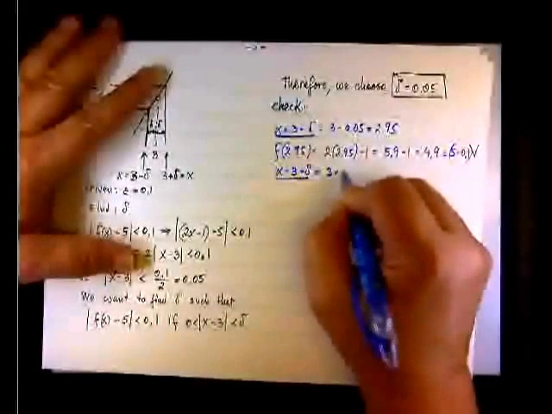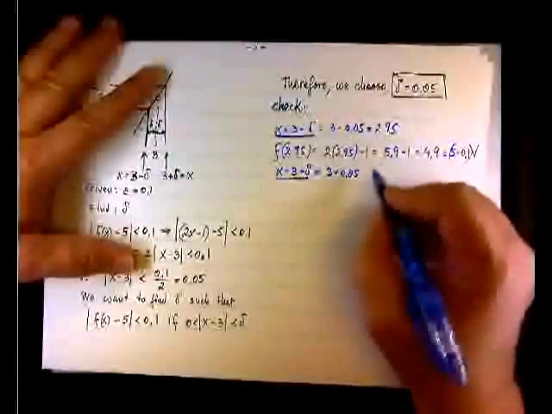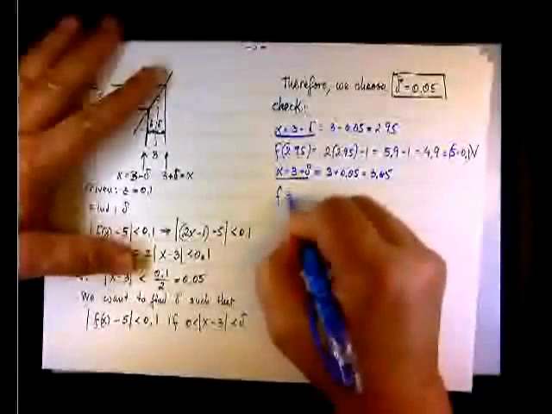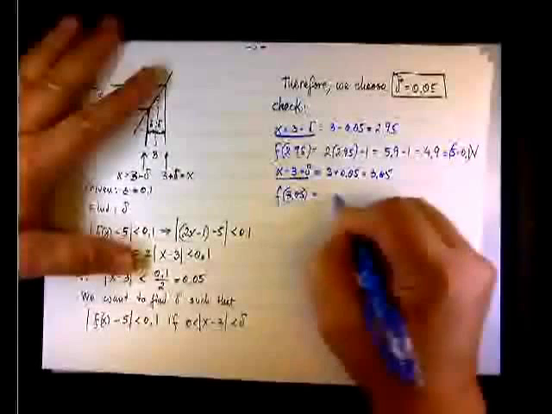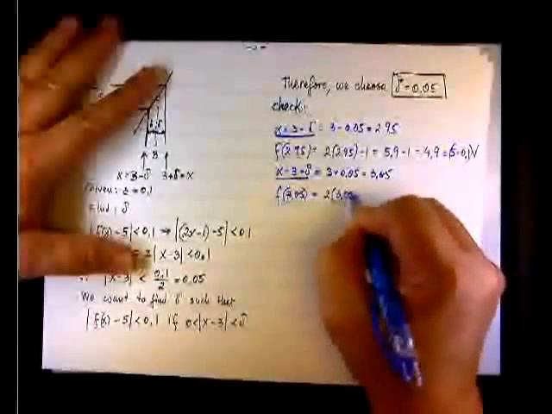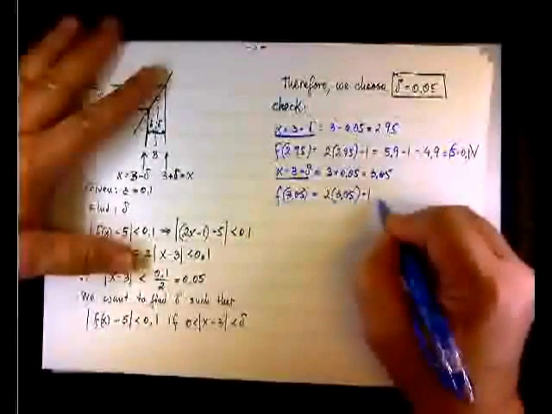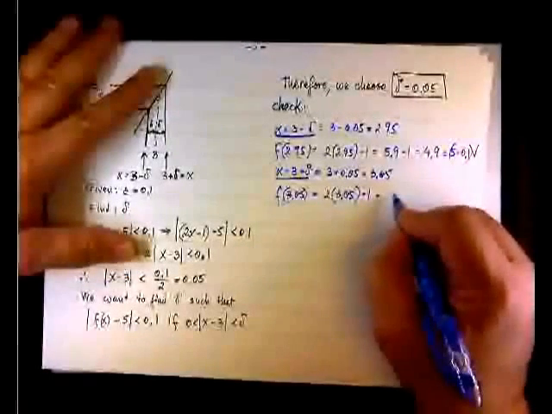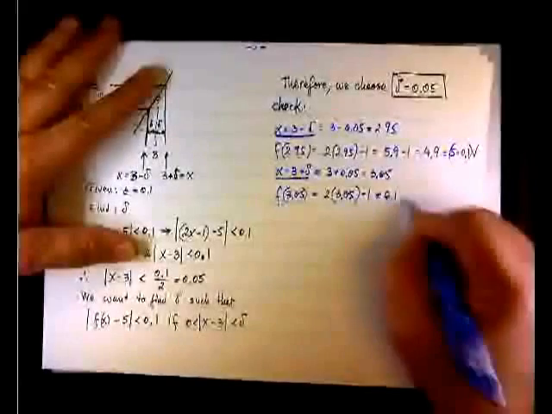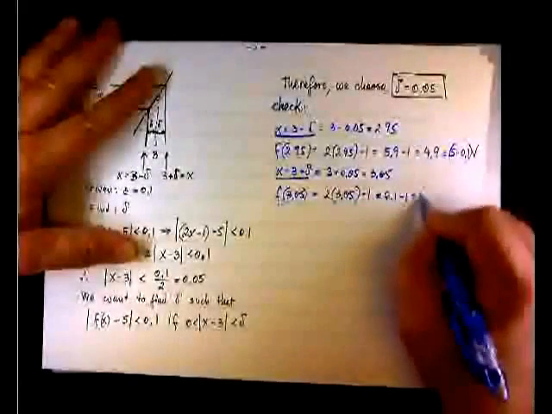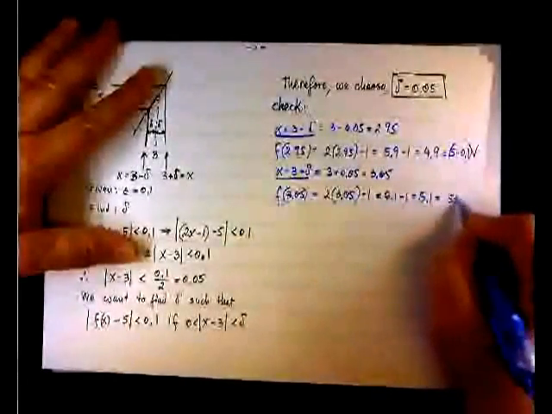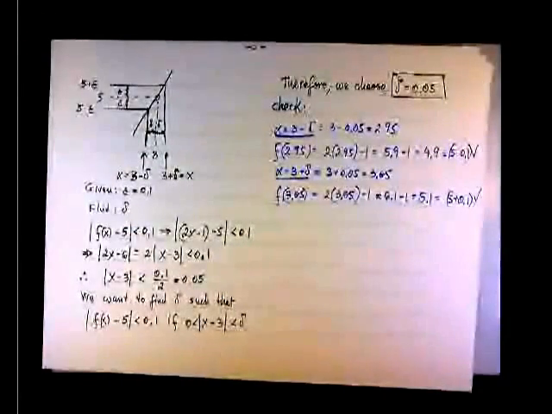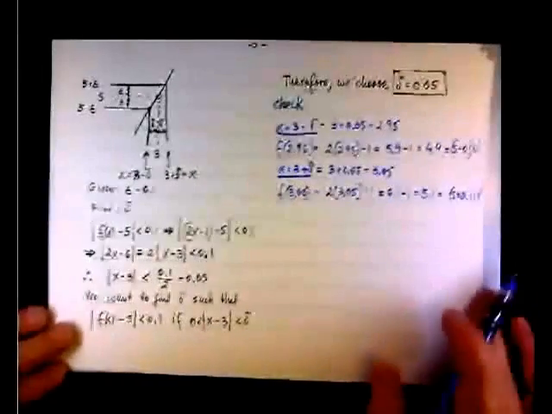So it will be 3 plus 0.05, 3.05, and then we substitute in f of 3.05, and you pretty much can complete it the rest of the way. 2 times 3.05 minus 1. So we are looking at 6.1 minus 1, which is 5.1, which is 5 plus 0.1. So you can see how this process works.